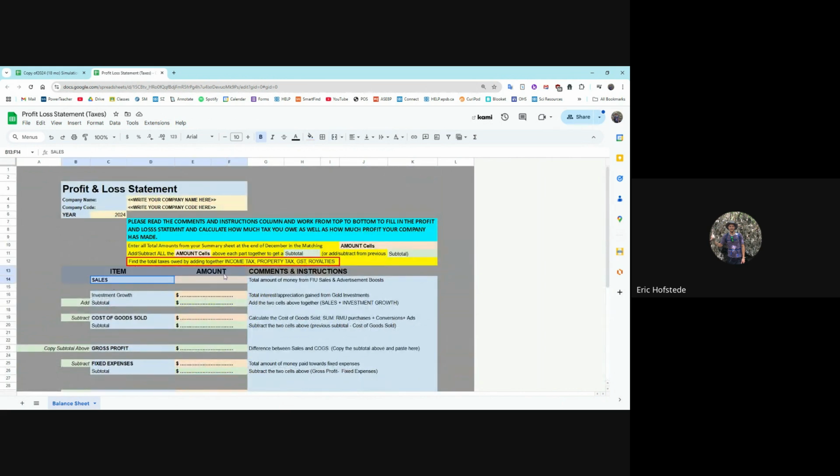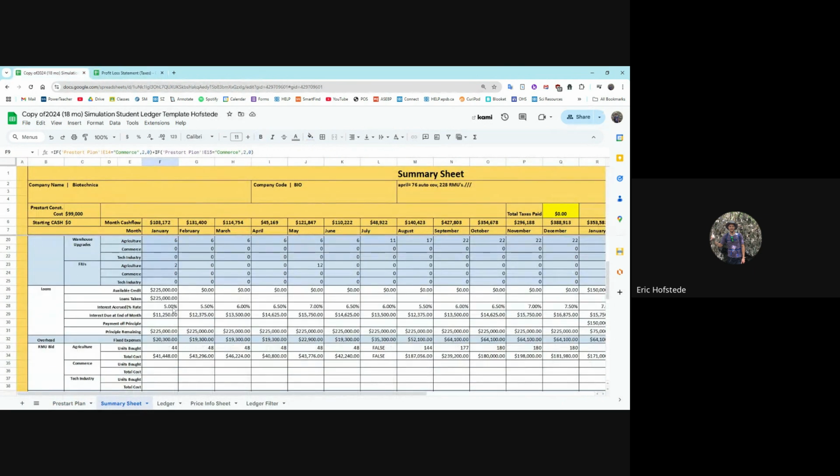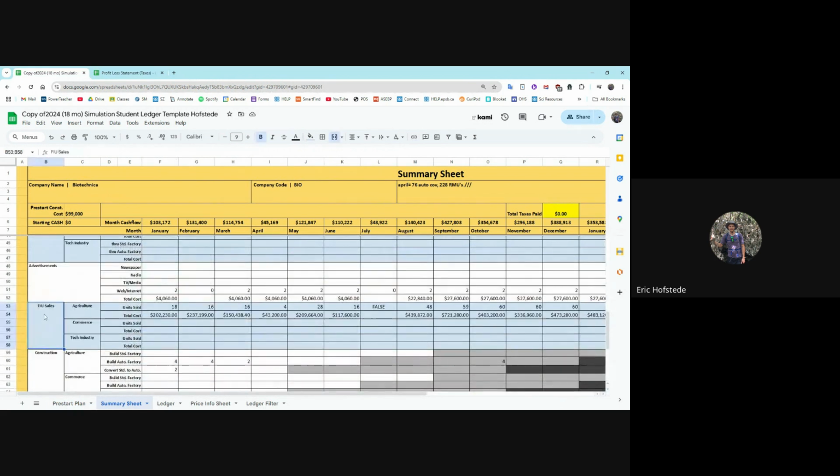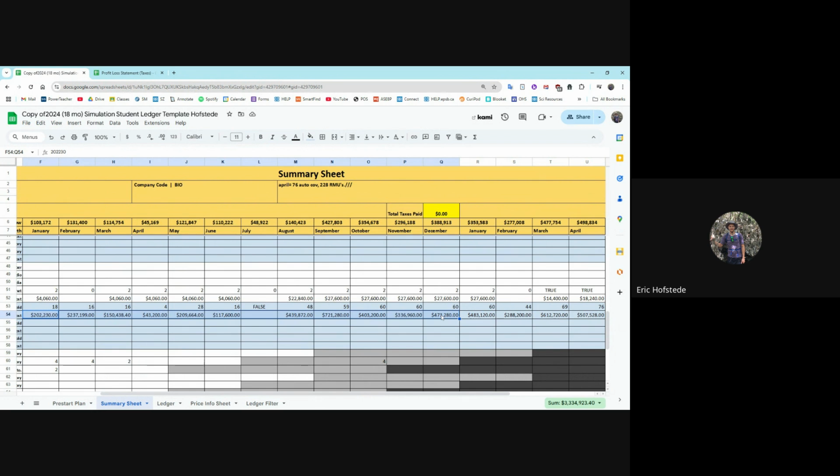The first line is our sales. This is the total amount of money that we earned from the FIU sales on our summary sheet for the entire year. So we actually need to scroll down to the FIU sales section, and you might have more than one industry. If that's the case, you'll need to add all of your FIU sales. In this example, it's just agriculture, and I can select everything I've sold.